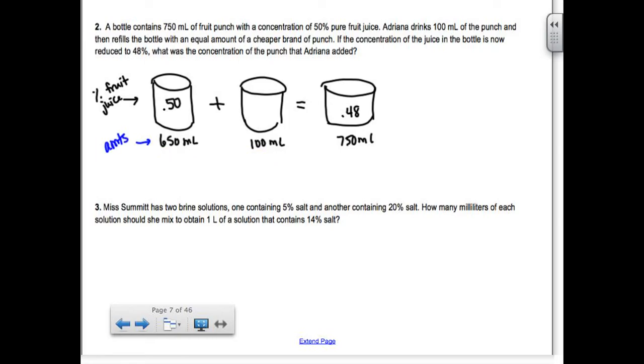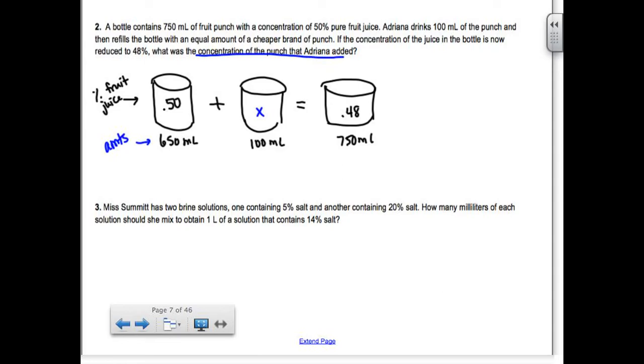Okay. Then it says, what was the concentration of the punch that Adriana added? So that's going to be X. So the way these problems work is if you had 650 milliliters of this fruit punch mixture and 50% of it was actual fruit juice, how many milliliters was actual fruit juice? 325, exactly. Do you guys understand that? You had 650, 50% is actual fruit juice, the rest of it's just kind of watery. So it'd be 325.